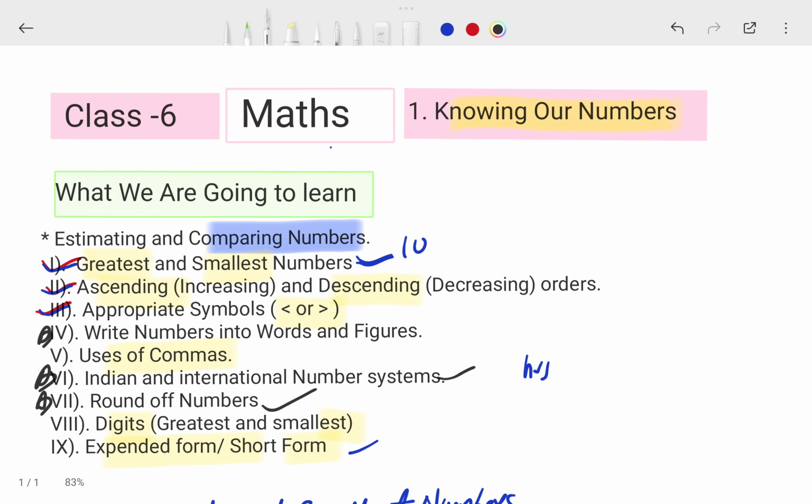So this chapter is only a little bit complicated, but after this, whatever chapters you get, second, third, fourth, all the chapters are easy. This is only a lengthy chapter, but I hope you will understand.